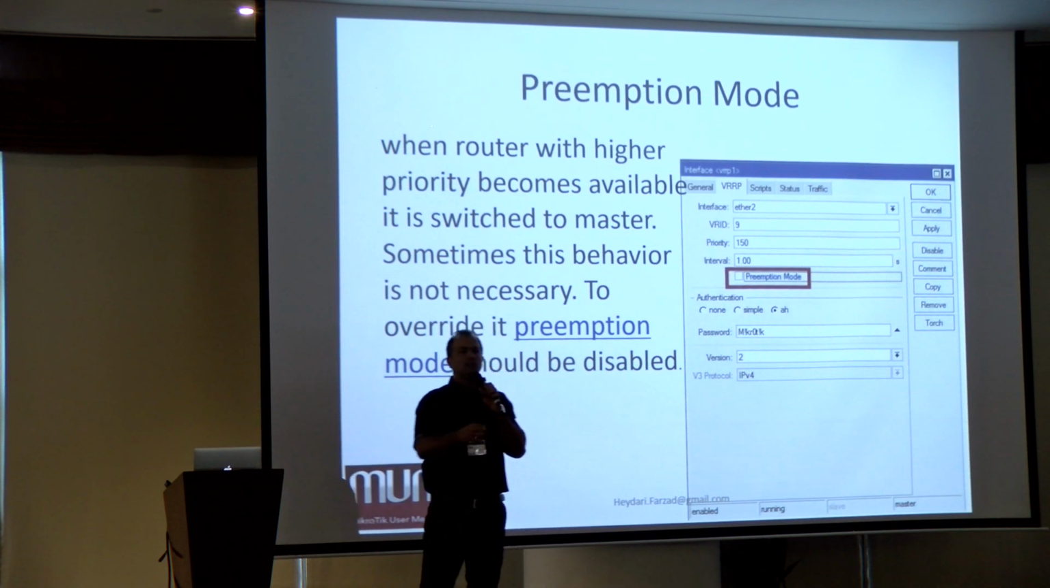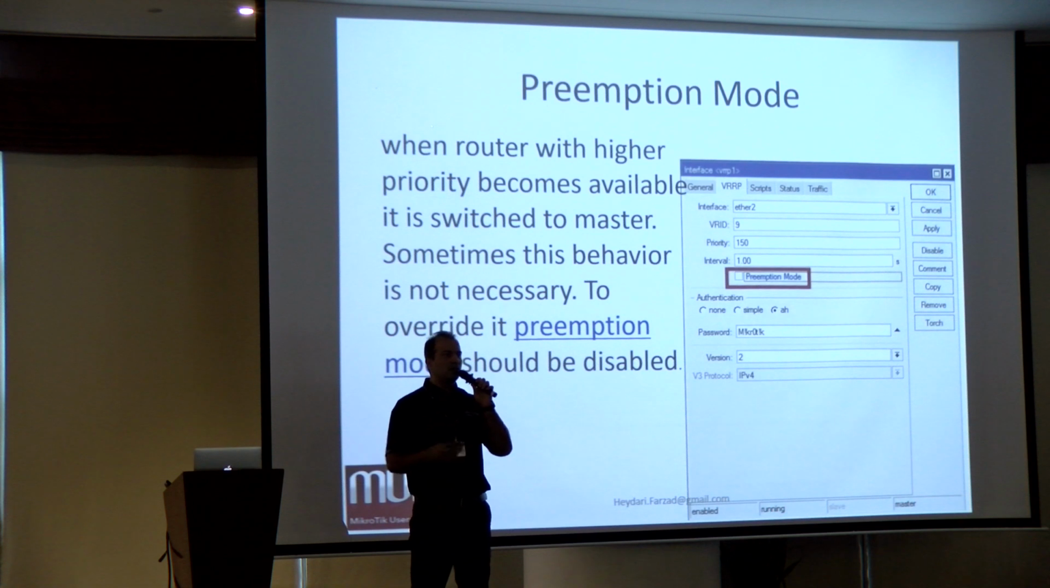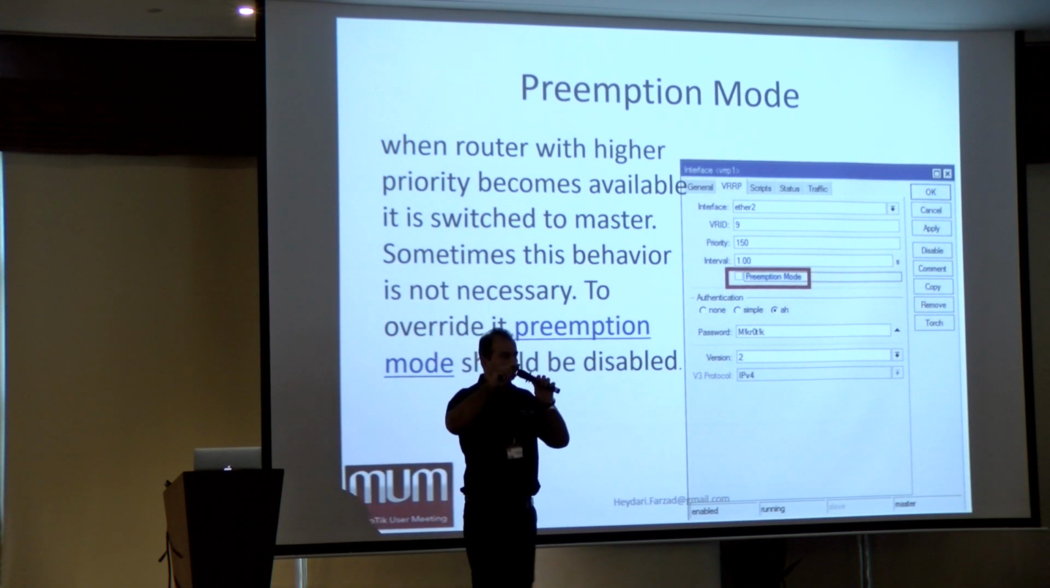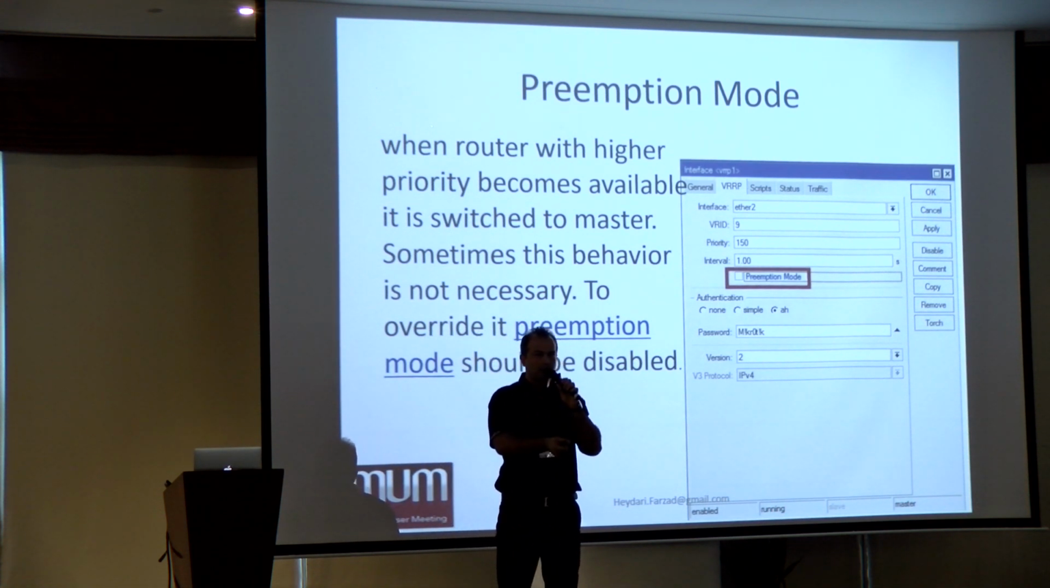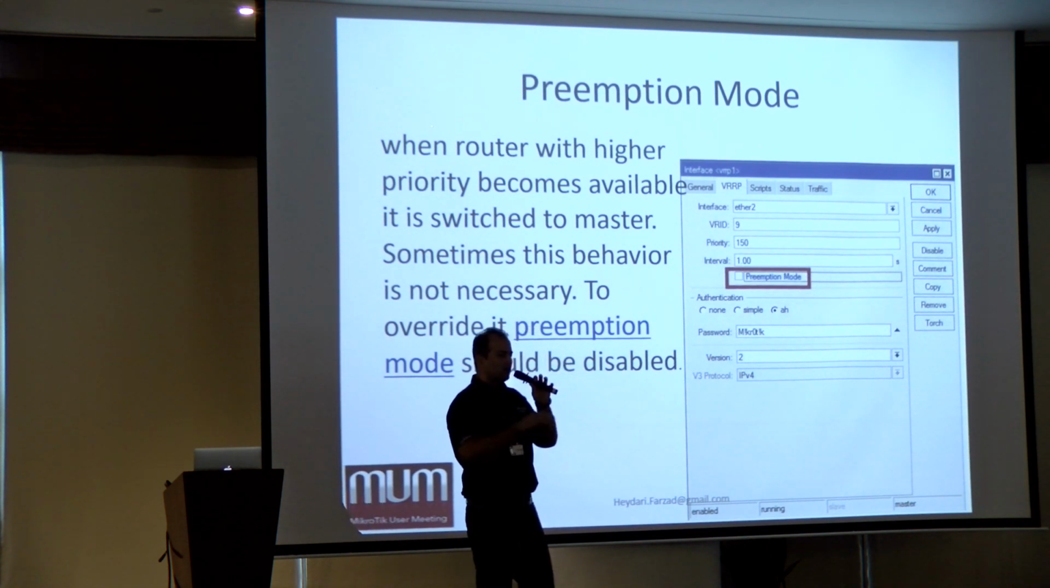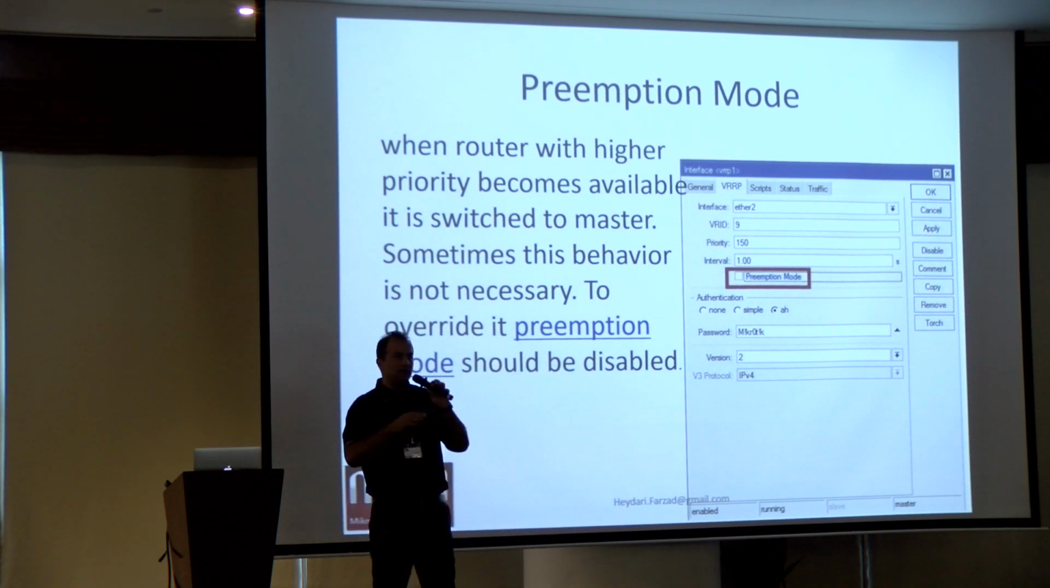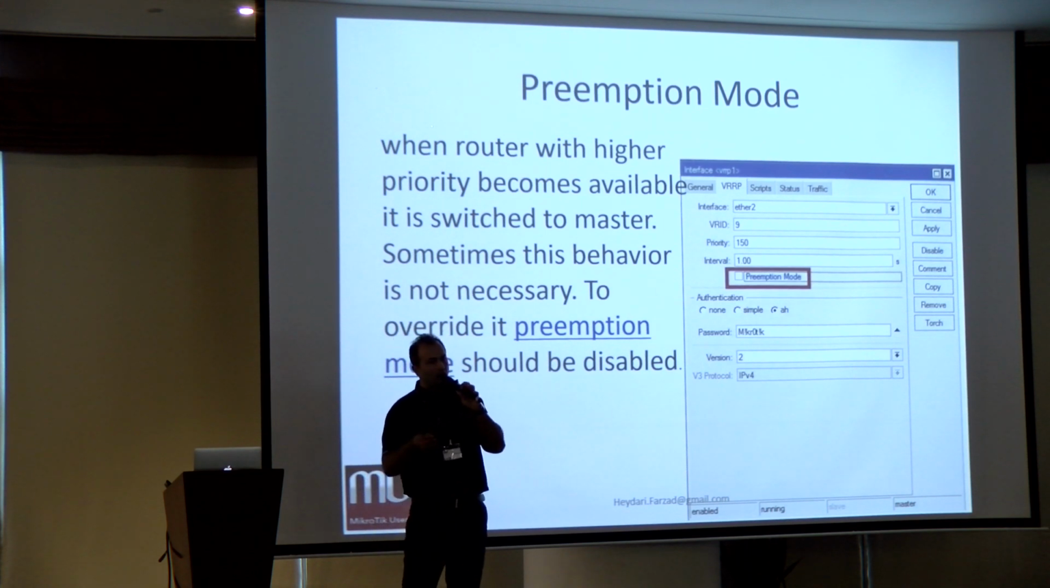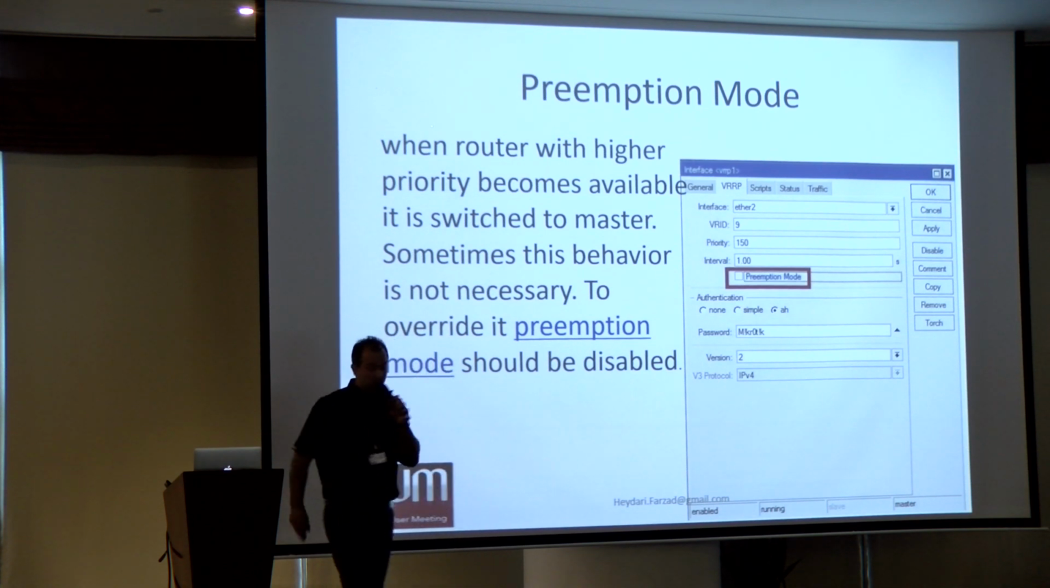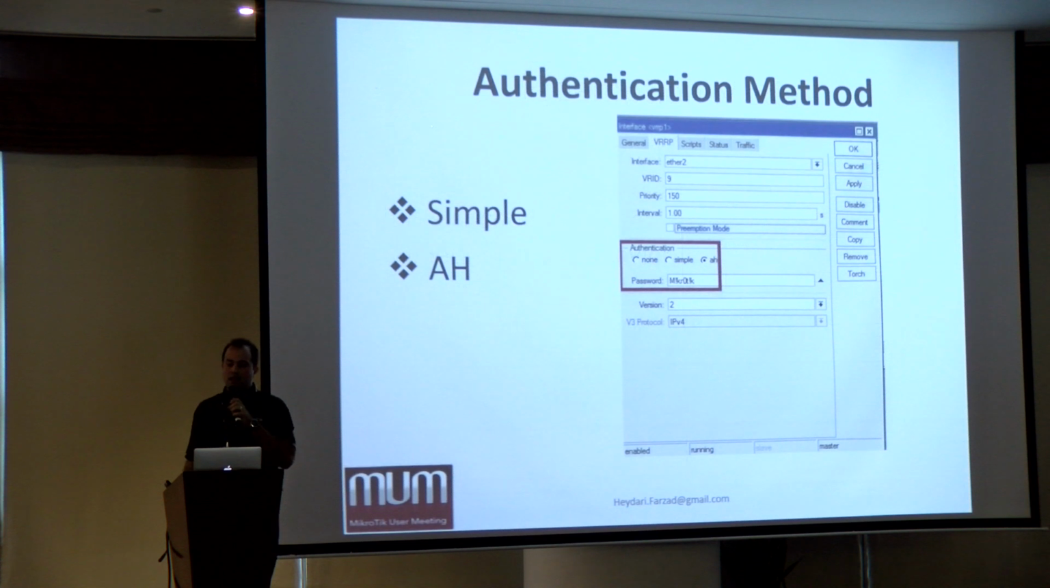But I won't recommend it, because I have practiced this a lot. When you put the preemption mode and bring it back up in the virtual router, there's going to be a little bit of outage for your network. Around 3 seconds you will face an outage.